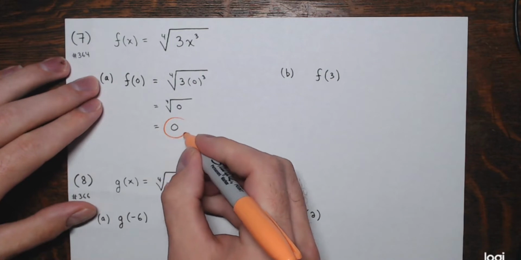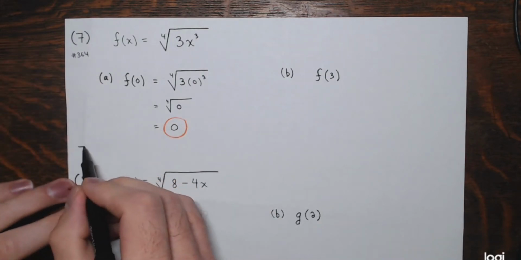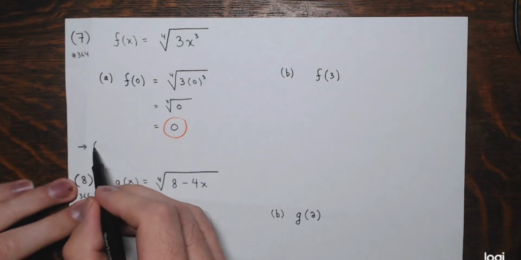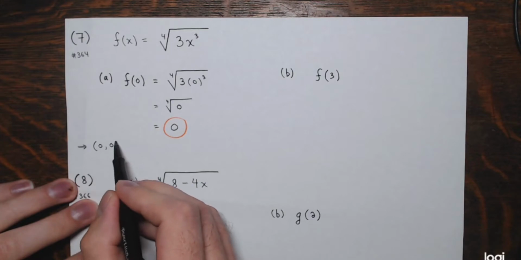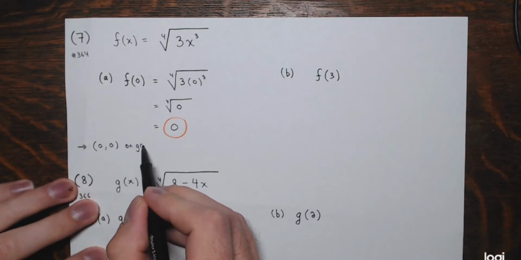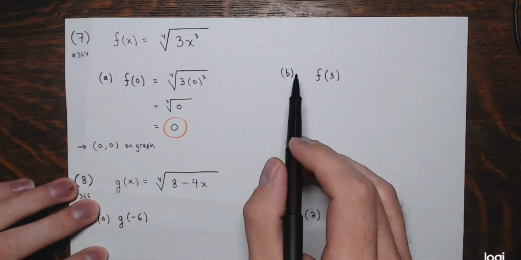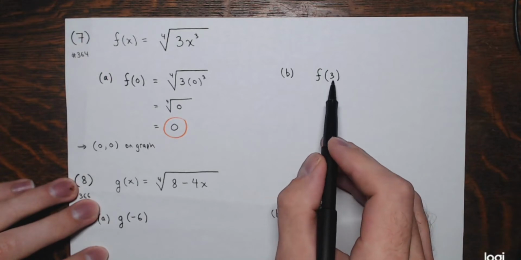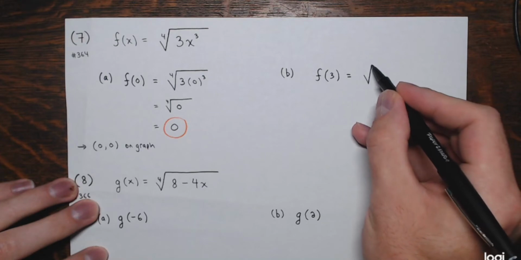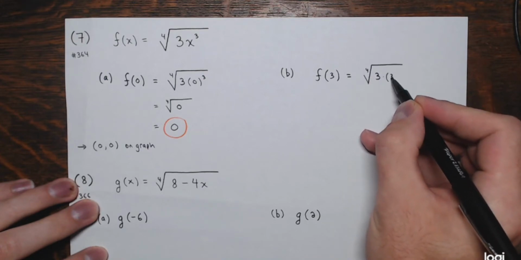So this is telling me that the origin is going to be on the graph of this function. Input 0, output 0. So the ordered pair 0, 0, the origin, is going to be on the graph of f. Part B, what's f of 3? So I input 3 for x. That's the fourth root of 3 times 3 to the third.